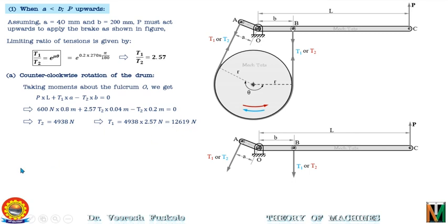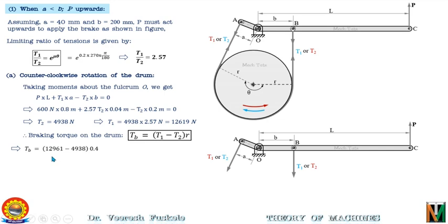Now braking torque again can be calculated by TB is equal to T1 minus T2 into R. So putting the values of T1, T2 and R, we have TB is equal to 3101 Newton meter. Now considering the clockwise rotation of the drum. Clockwise rotation is identified by the blue color in the diagram. So if the drum is rotating in the clockwise direction, this side of the belt will be the tight side having the tension T1 and this side of the belt will be slack side having the tension T2.